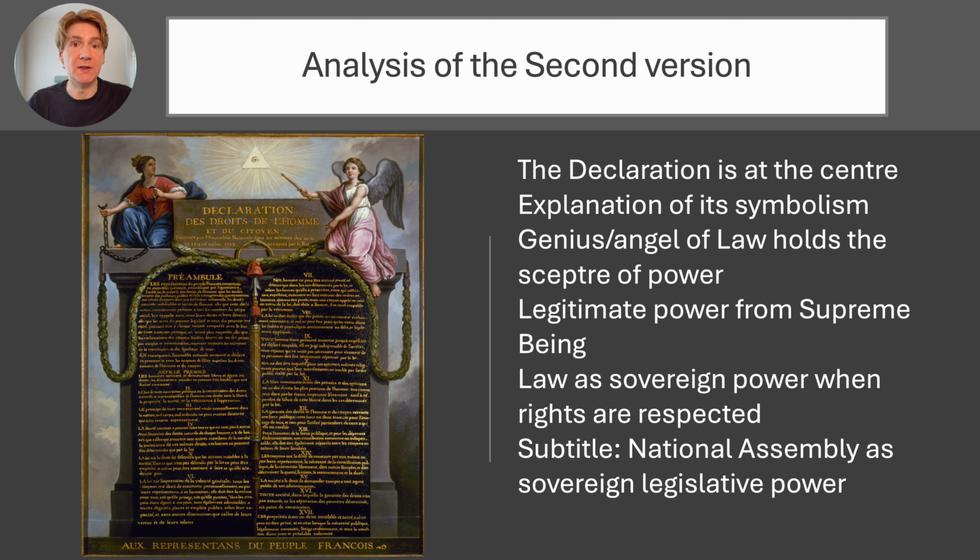Monarchical France is idly looking at the law, almost passively, although it broke the chains of tyranny. The allegory of the law is directly gazing at the viewer, and since the painting is dedicated to the representatives, it is a message to them that they are the legitimate sovereign power as long as they respect these rights pointed down, which are an incarnation of natural law.